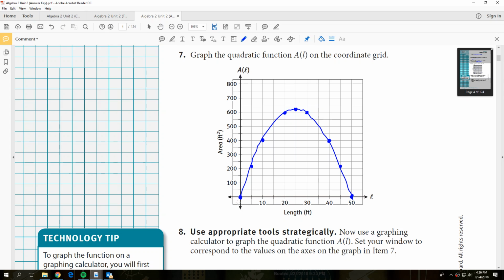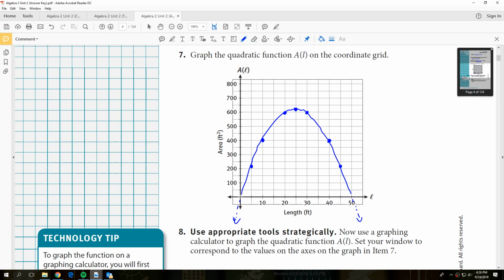Now technically this thing goes on forever down each way. But since this is a real life problem, we're actually going to stop it at 0 and 50. And also, technically speaking, a student had a really good question about this today.